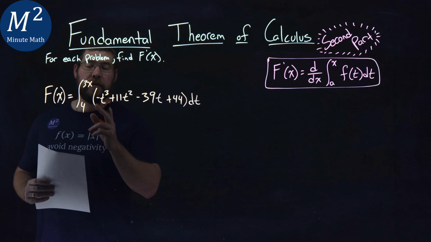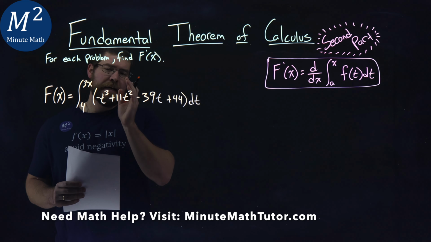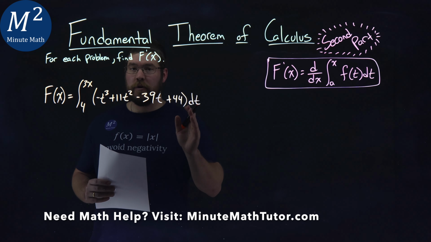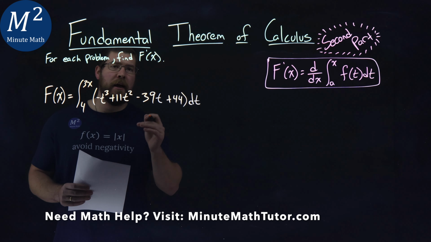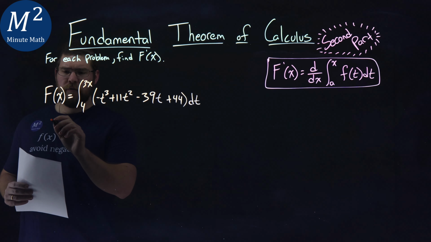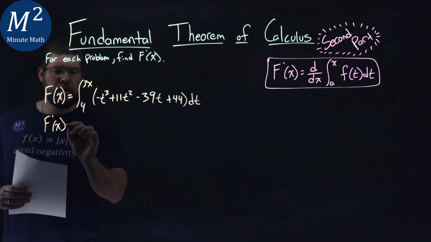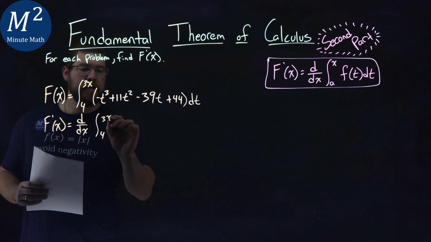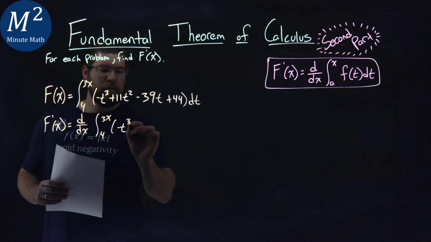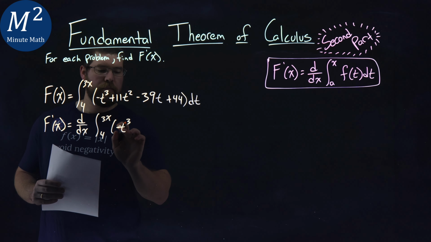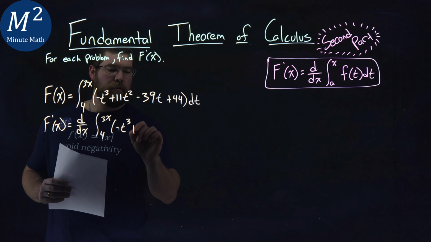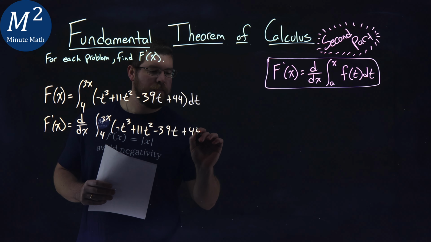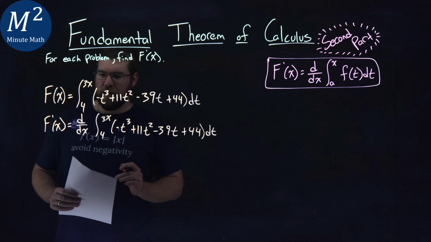We're given this problem right here. F of x is equal to the integral from 4 to 3x of negative t cubed plus 11t squared minus 39t plus 44 dt. And we have to find f prime of x. So let's use the formula. F prime of x here is equal to d over dx of our integral from 4 to 3x of negative t cubed, make sure you can see that, plus 11t squared minus 39t plus 44 dt. A lot of writing here.